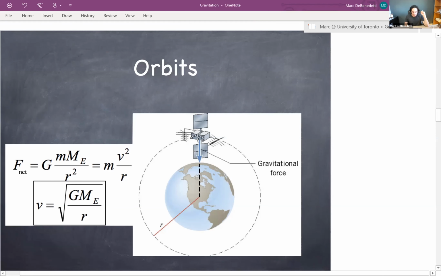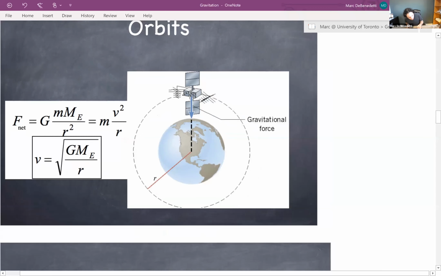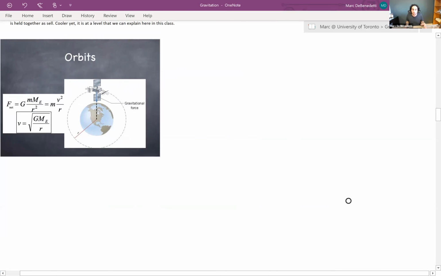There is a neat implication though with Newton's law of gravity, and it actually explains orbits, and not just orbits of satellites, but also orbits of, say, the moon. And we know the moon is actually in an orbit around Earth, and we know the moon doesn't fall in towards Earth, right? It circles Earth. So let's figure out some properties of space physics, or satellite physics.